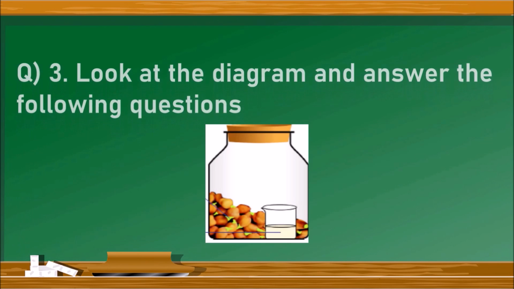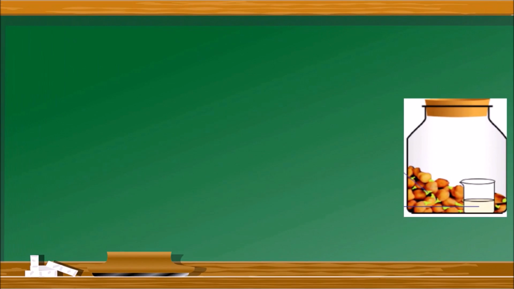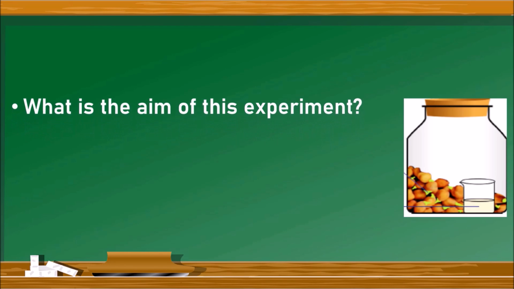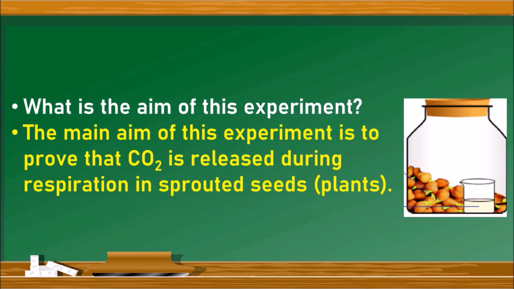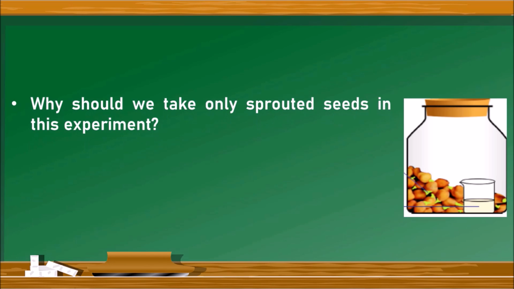Look at the diagram and answer the following question. So the first question is, what is the aim of this experiment? The aim of this experiment is to prove that carbon dioxide is released during respiration in sprouted seeds. Here the sprouted seeds have been taken to represent the plants.